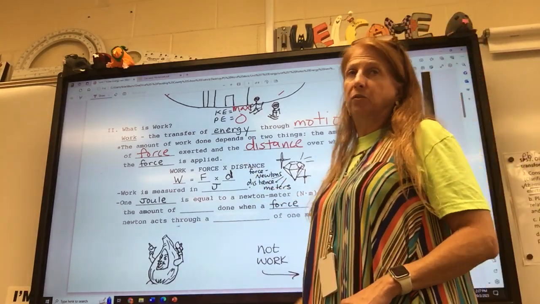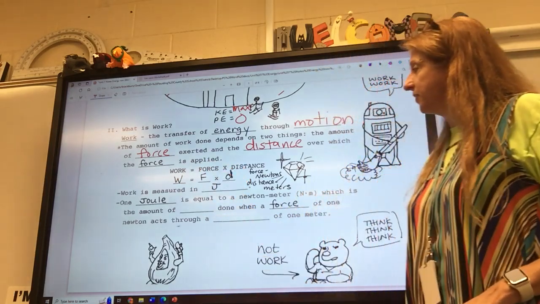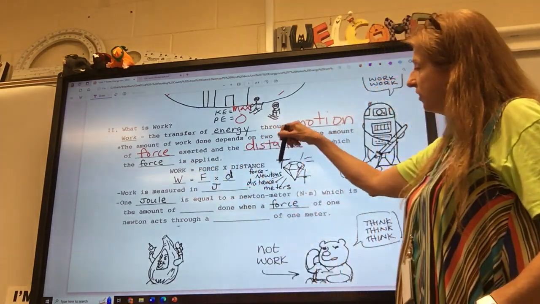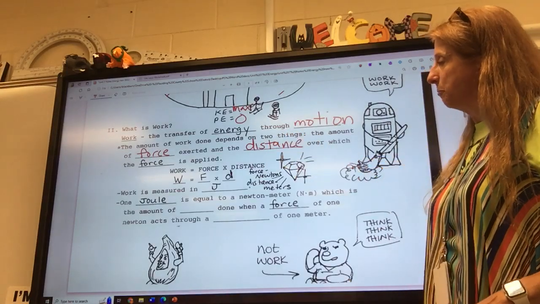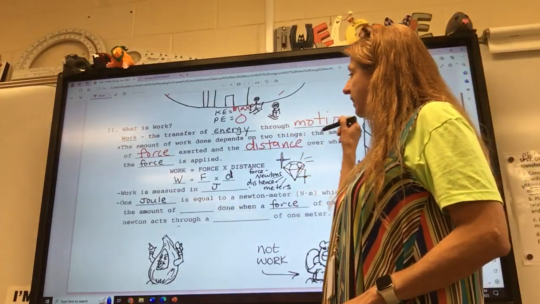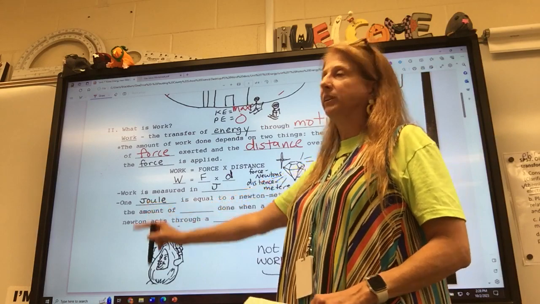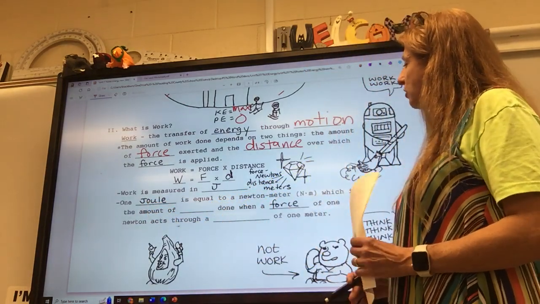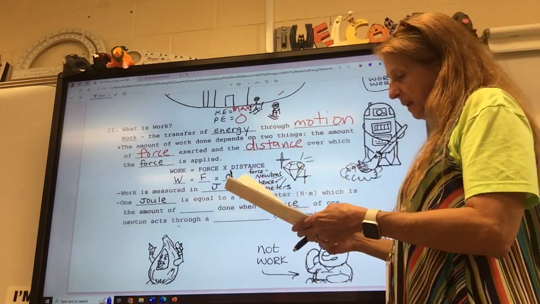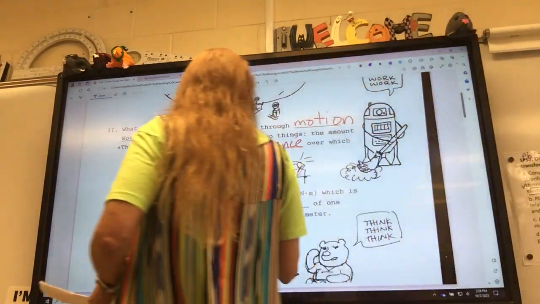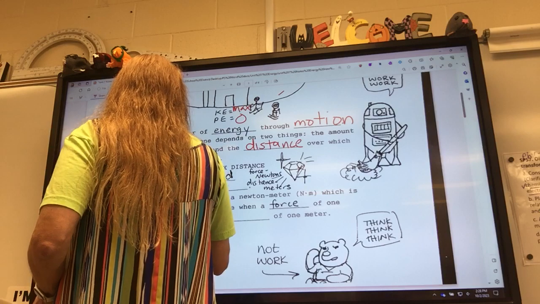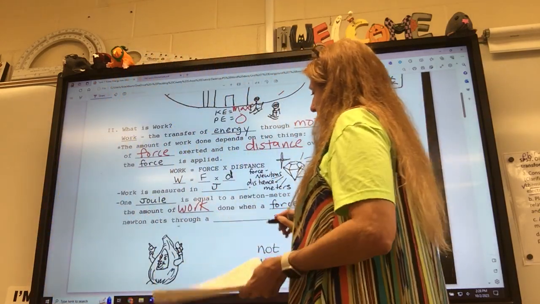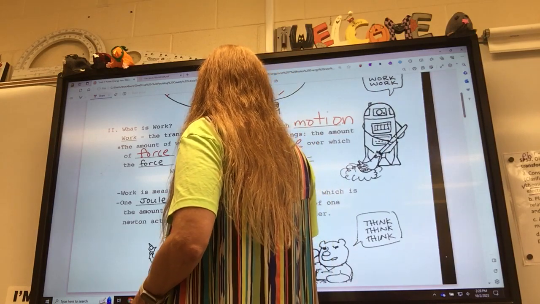Now there's a formula for work. Work equals force times distance. The work unit is joules. The force unit is newtons, and the distance unit is meters. Joules sounds like a diamond, but you notice it's spelt differently. And 1 joule is equal to a Newton meter, which is the amount of work done when a force of 1 Newton acts through a distance of 1 meter.